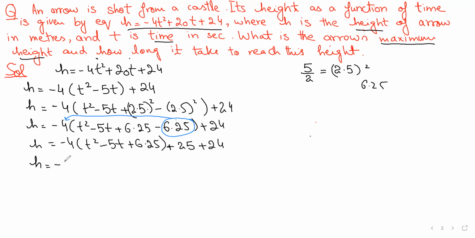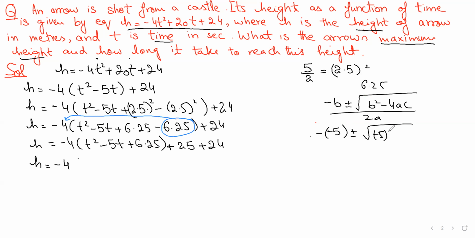Now h is equal to negative 4, and I have to factor this term. Now you can see it's a decimal here. It's not easy for me to factorize a decimal. That's why I'm going with the quadratic formula here. As we know, the quadratic formula is negative b plus or minus the root of b squared minus 4ac, over 2a. My value of b is negative 5, so negative 5 whole squared, minus 4 times a, which is 1, times c, which is 6.25, divided by 2 times 1.